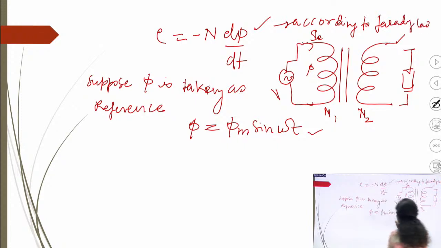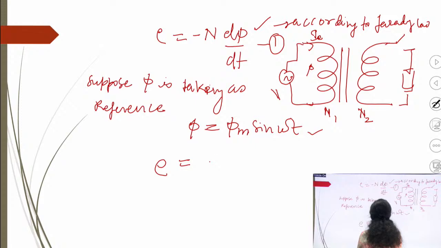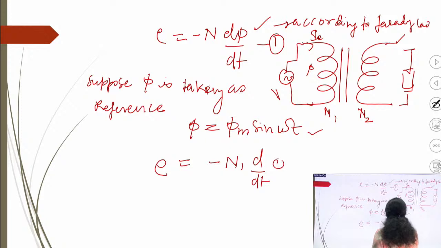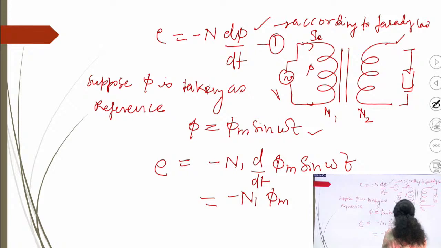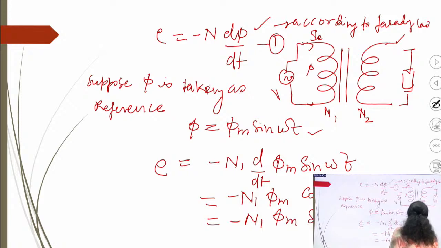Now this phi value can be put in equation 1, so E can be expressed as minus N1 d by dt of phi m sin omega t. This can be written as minus N1 phi m cos omega t. Again it can be written as minus N1 phi m sin of omega t minus pi by 2.